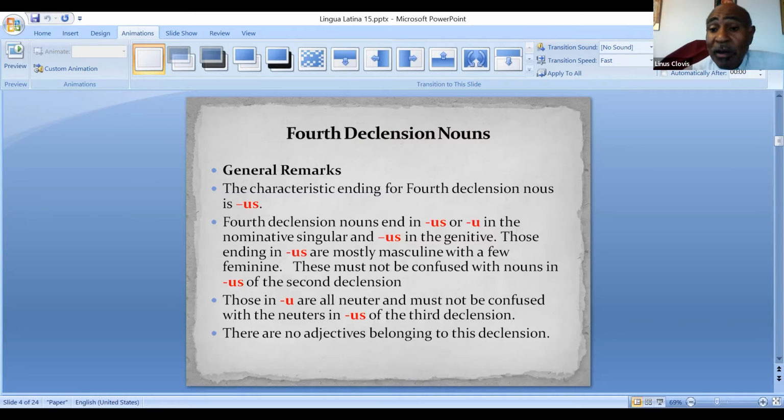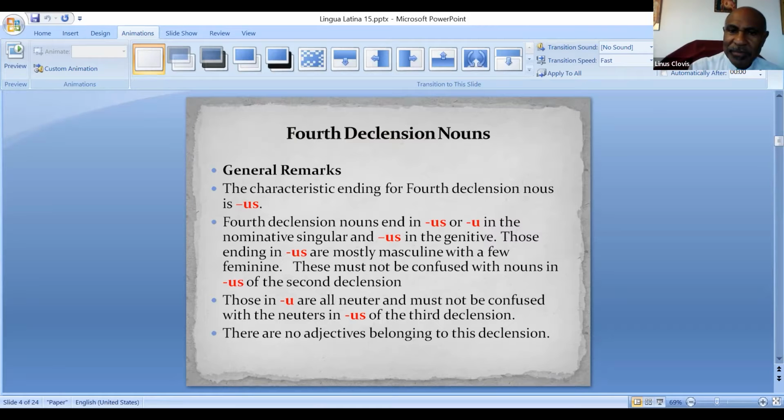There are a few feminine nouns among them. These must not be confused with nouns in US of the second declension. We'll explain how to avoid being confused. Those nouns that end in U are all neuter, which is great. So whenever it's U, it's a neuter. And it must not be confused with the neuters in US of the third declension. So we have to avoid these little pitfalls. There are no adjectives belonging to this declension, which is great news. Adjectives are first, second, and third.